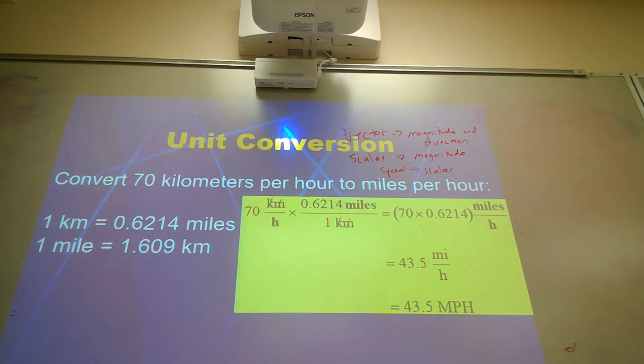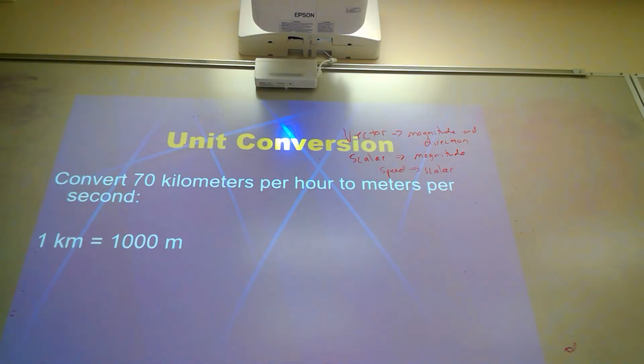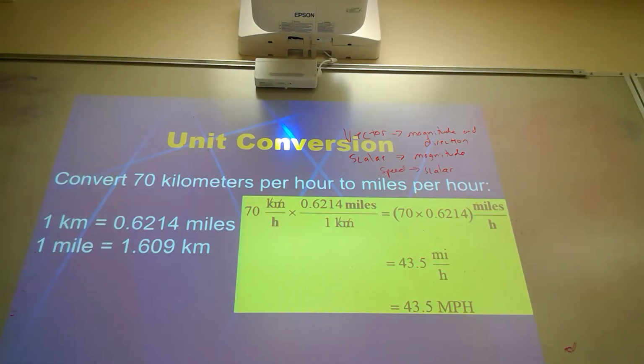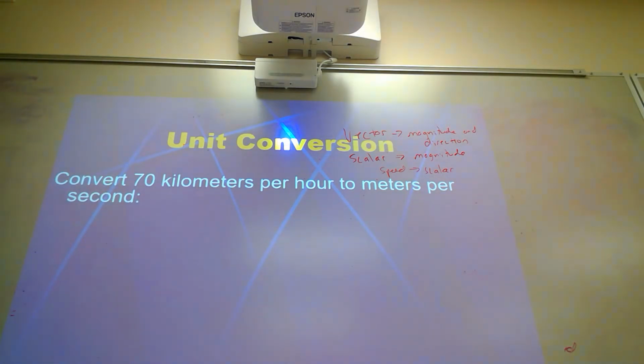Okay, so now convert 70 kilometers per hour to meters per second. Just do what you just did. You had 70 kilometers per hour. Now you're converting from kilometers to meters and then hours to seconds. Okay, 70 kilometers per hour to meters per second. You know how to go from kilometers to meters and hours to seconds.